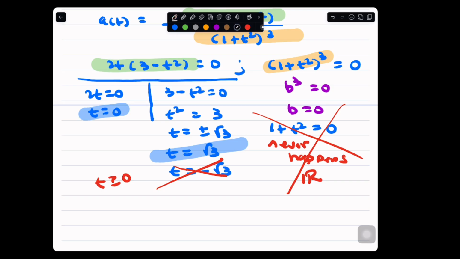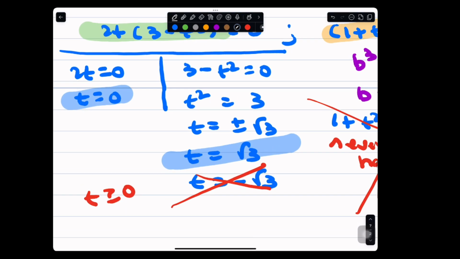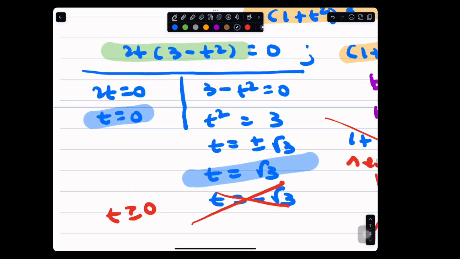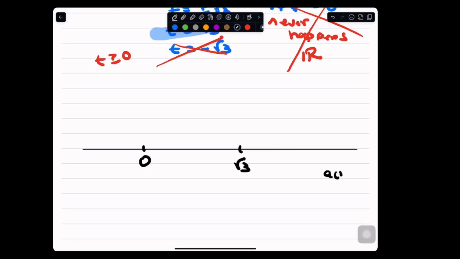So for sign analysis now, you're going to have 0 and the square root of 3. You've got to use those two solutions. Okay, so this is sign analysis on the acceleration function. It is 0 and 0 here.